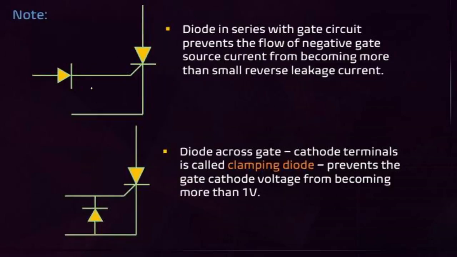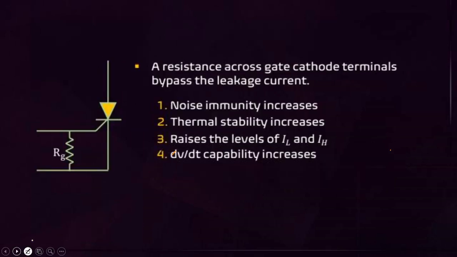Next, what is the purpose of using this diode, and what is the purpose of using that diode? This is the clamping diode. A diode in series with the gate circuit prevents the flow of negative gate current from becoming more than a small reverse leakage. That's the purpose of using the series diode. But the purpose of using the clamping diode is that it eliminates the voltage becoming more than 1 volt. Yes, friends, that is the purpose of the clamping diode.